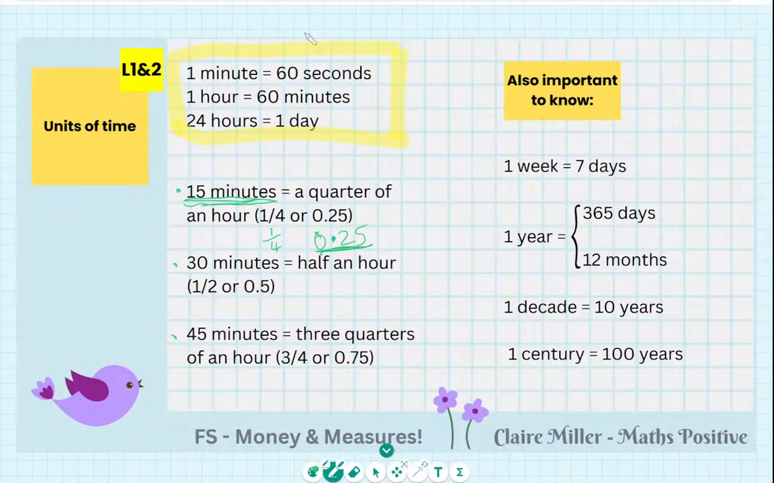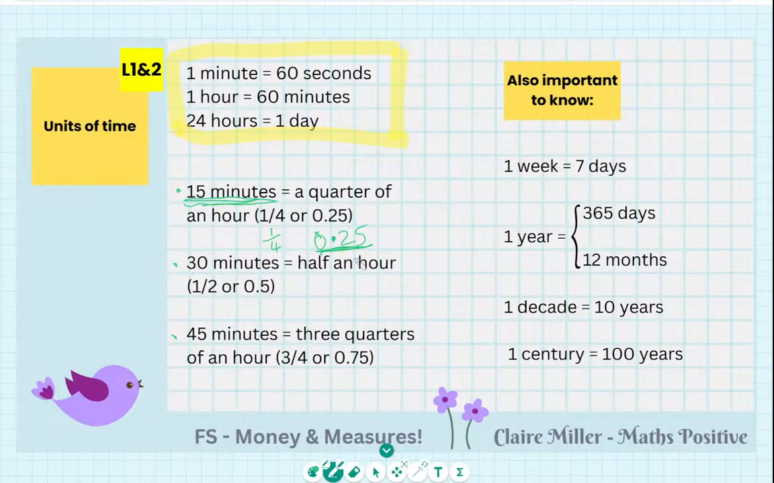So I suspect a lot of you will be quite confident with these conversions, but it's really important that we're then making sure that we apply these ideas as we're doing more difficult conversions as well. So just a little quick heads up about that.